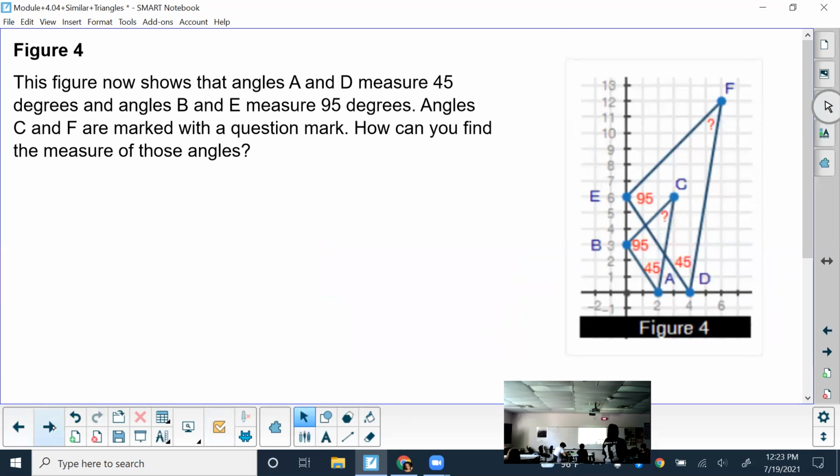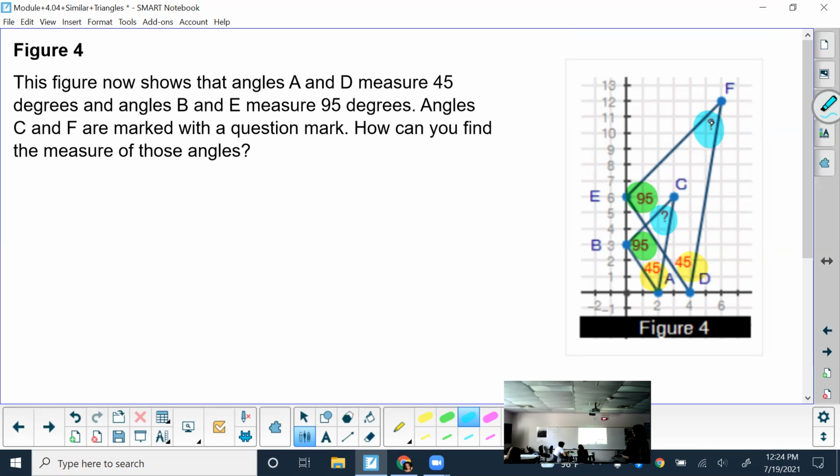All right, it skips figure 3. Just don't worry about figure 3, I guess. Figure 4 shows you that angles A and D measure 45 degrees and angles B and E measure 95 degrees. So it's the corresponding angle that is the same on each triangle. All right, so the corresponding angles are congruent to each other. C and F are corresponding, but they're not labeled. We can figure out what those should measure to.